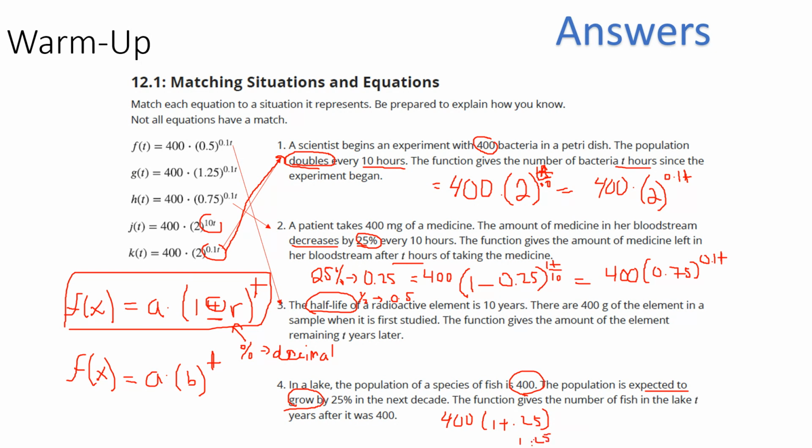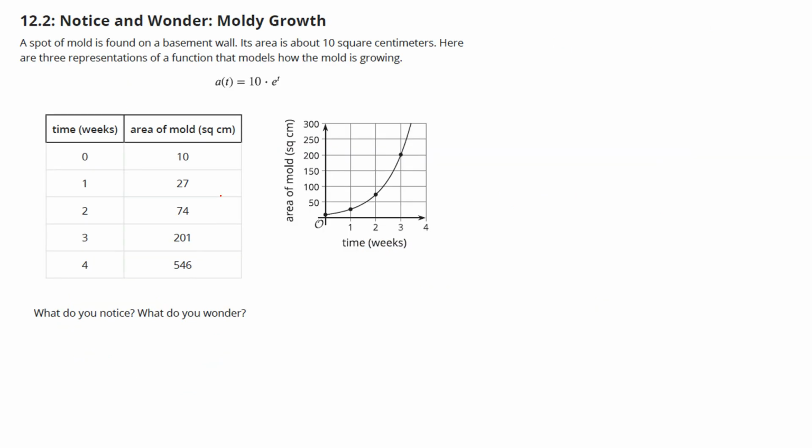And 1.25, as you can clearly see, would be the G graph. Okay, so hopefully you marked up the correct answer. This was just a review of exponential functions, because what we're learning today with the letter E has to do with exponential functions.